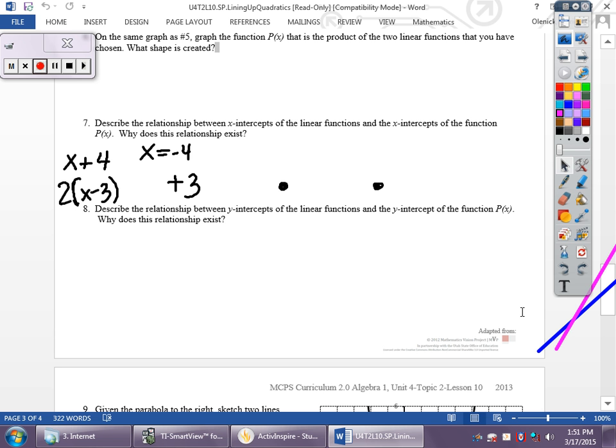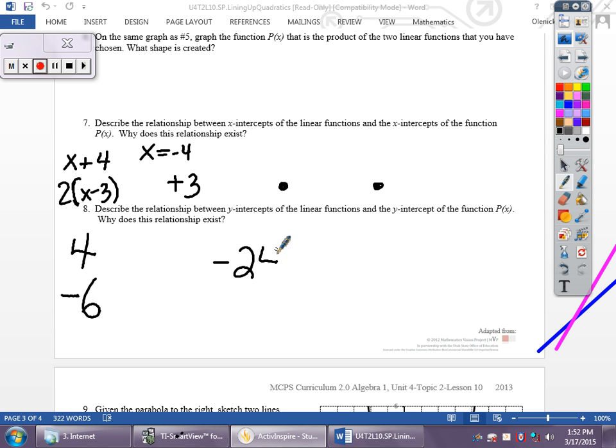Okay, moving on to discover other patterns. Let's talk about the y-intercepts. So the first line that we sketched, the y-intercept was, I'm sorry, it was not negative 4, it was positive 4. And then the y-intercept for the second equation was negative 6. And I will tell you that the y-intercept for the parabola is negative 24.